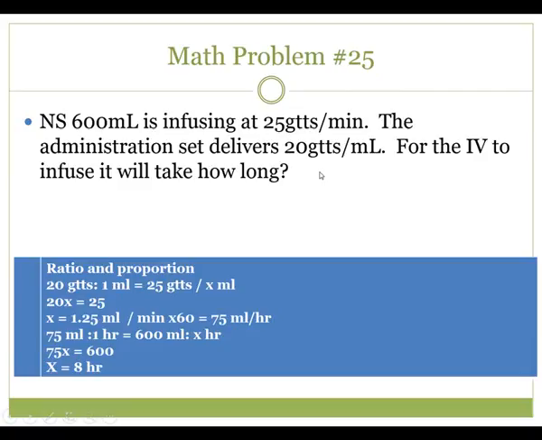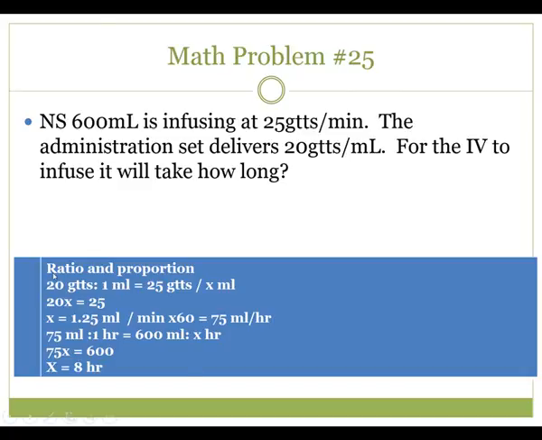Normal saline, 600 milliliters, is infusing at 25 drops a minute. The administration set delivers 20 drops per meal. How long will it take for this IV to go in? So we've got 600 mils going at 25 drops per minute, and the administration set is giving him 20 drops per mil. So what I have to figure out is how many meals an hour am I giving this person, and then just look at 600 mils, divide that by how many meals an hour I'm giving him to figure out how many hours it's going to take.